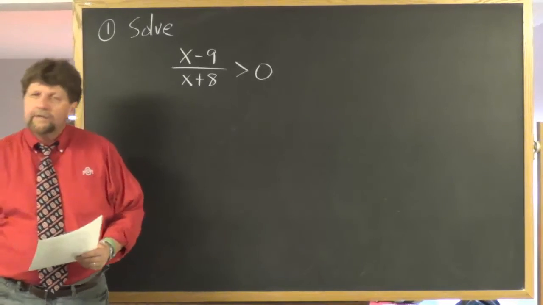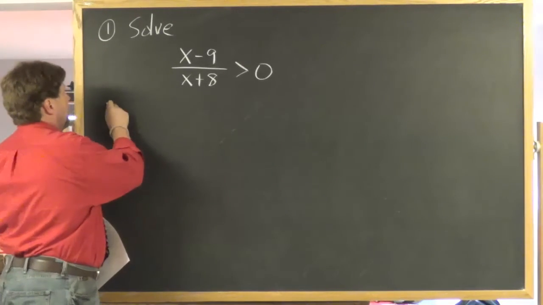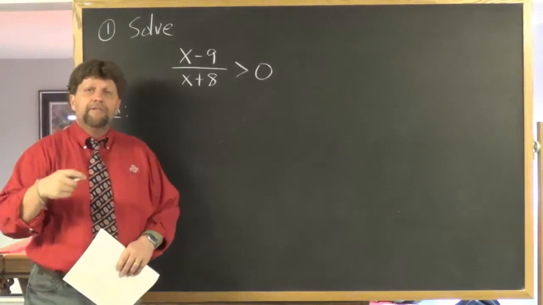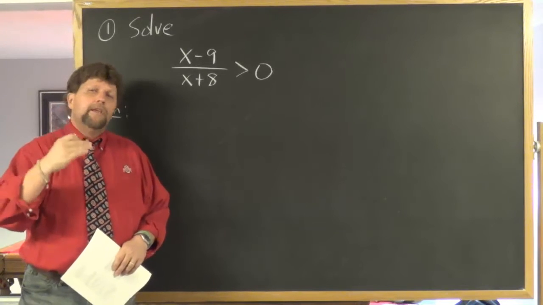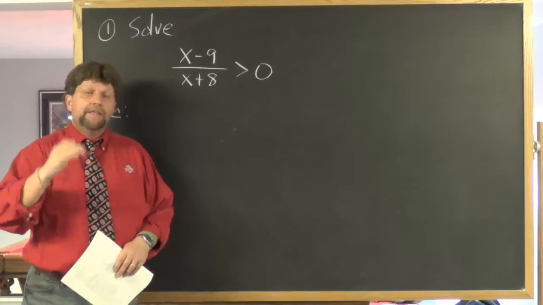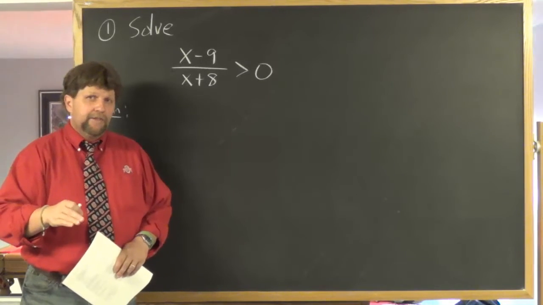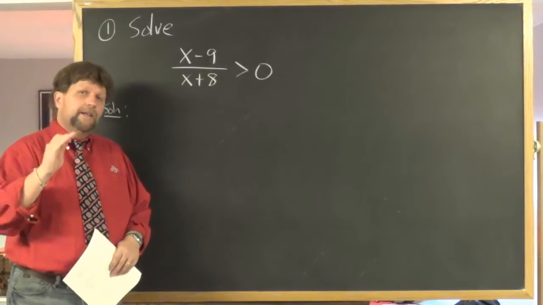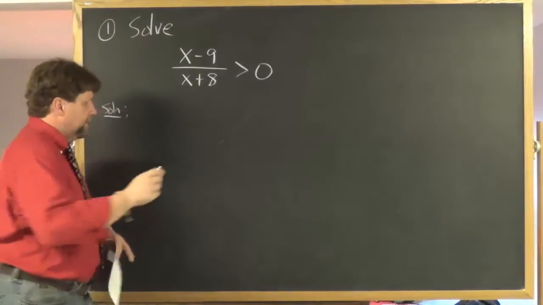So if you recall how to solve a rational inequality, probably the first thing you should do is make sure that the numerator and denominator are completely factored. Here, both of them are completely factored. And then you want to find what values of x make the numerator 0 and what values of x make the denominator 0. Well, the numerator is equal to 0 at 9 and the denominator is equal to 0 at -8. And now you remember what you do?